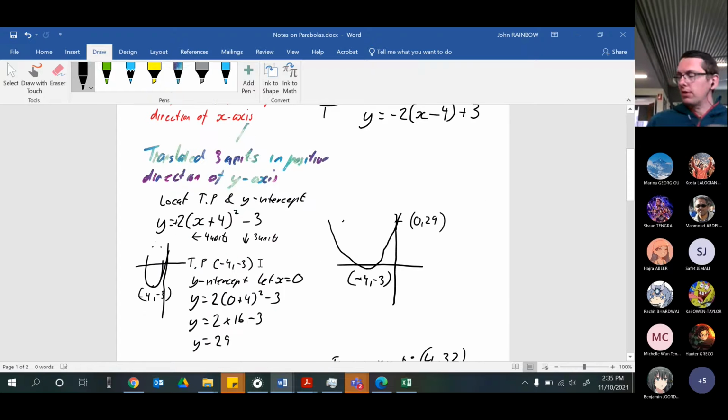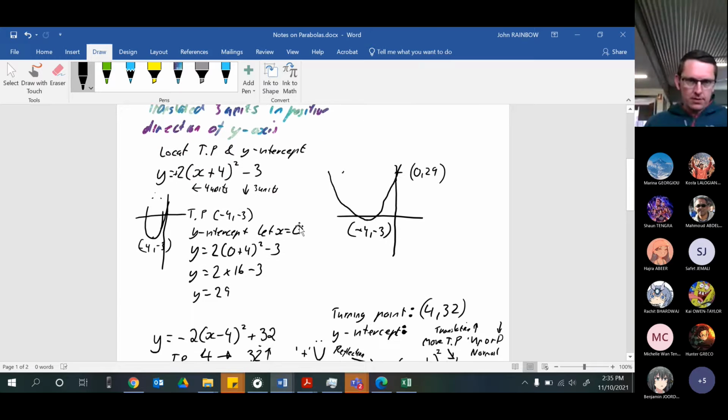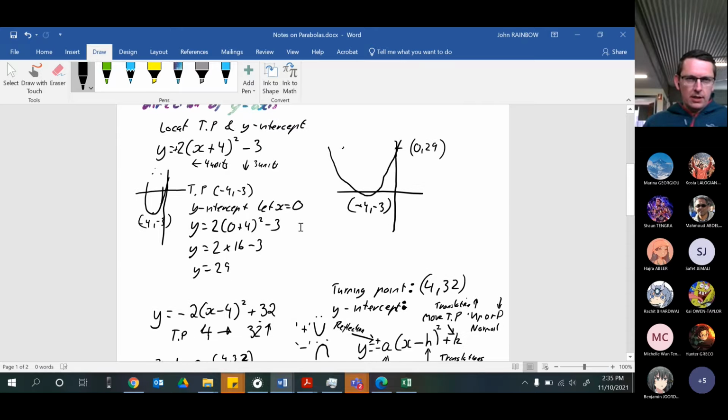So just as a quick review, that's where we're going, and let's have a look at the rest of this. How do we find the y-intercept? Remember, we always let x equal 0. So we put 0 into this equation. You're going to have 4 squared is 16, 2 times 16 is 32, minus 3 is 29. So it's at 0, 29 where it is here. And that's how you can get that graph.